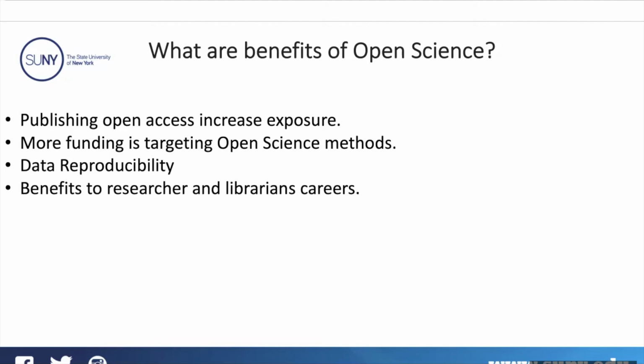There's a lot of work that goes into identifying potential research collaborators, and open science helps to remove some of those barriers in identifying collaborators. So practicing this open science, or the concept of open science, makes it a lot easier for researchers to connect with one another.